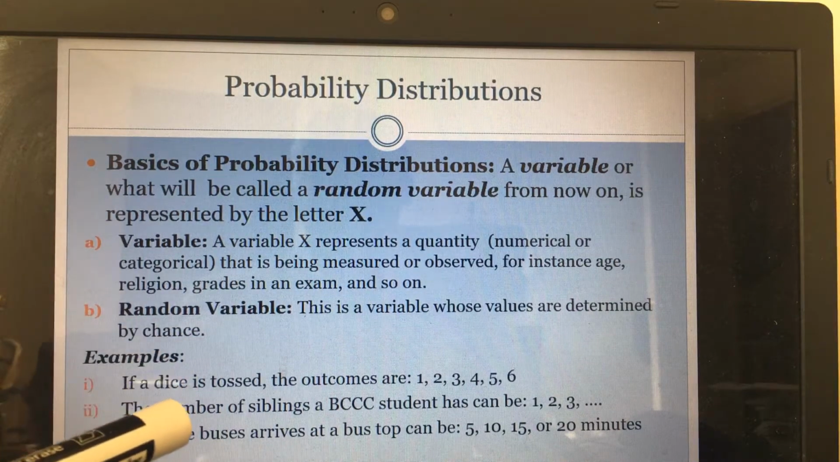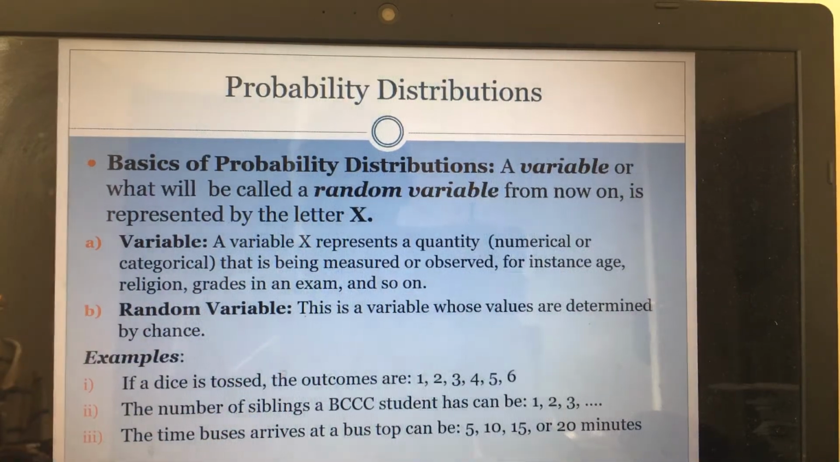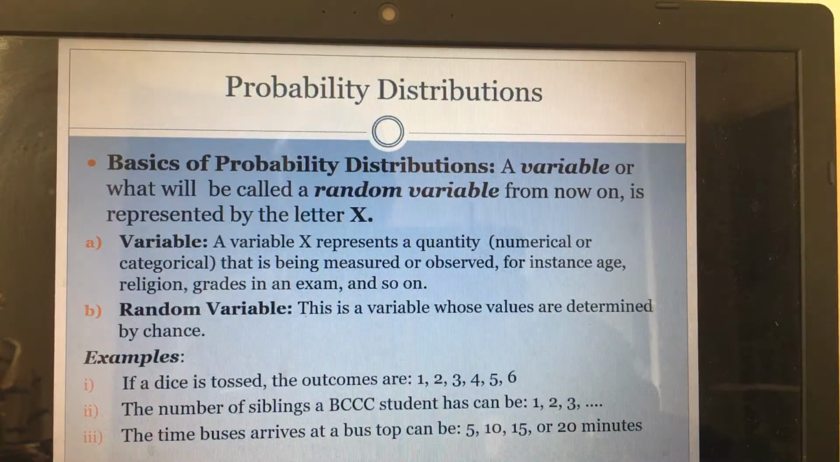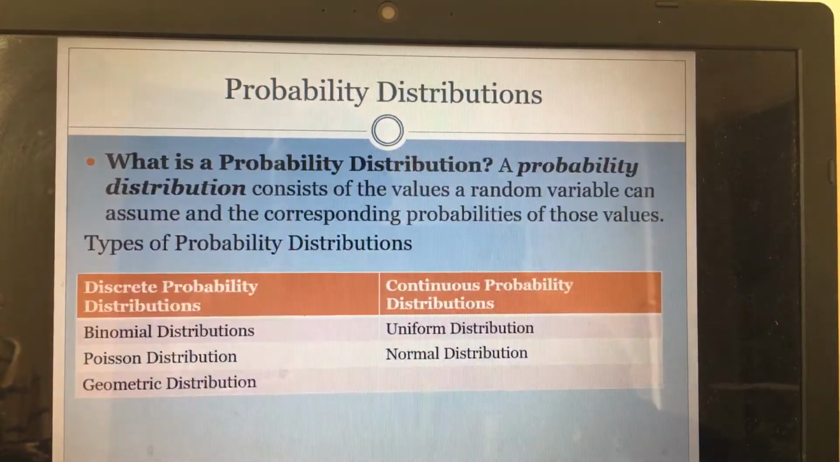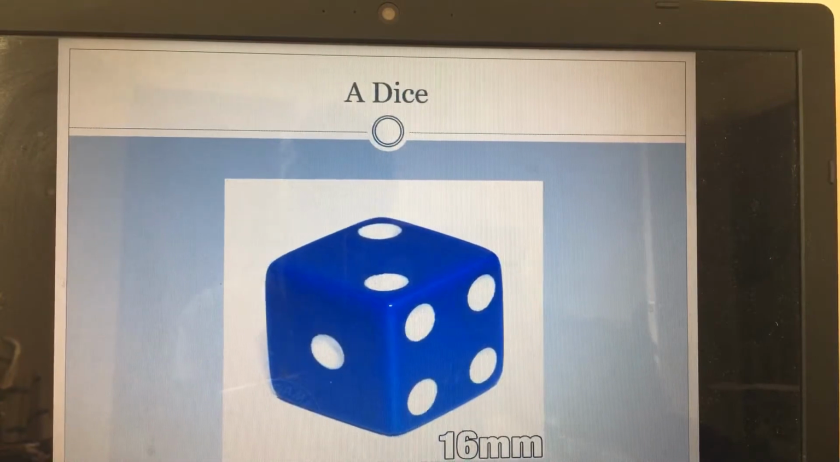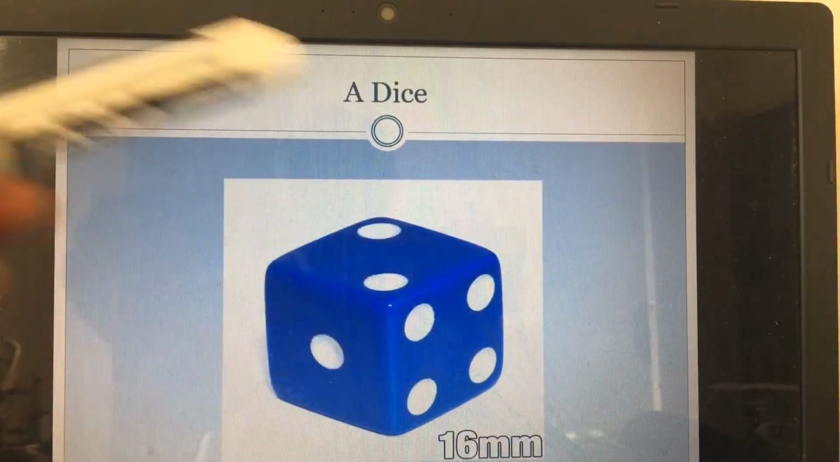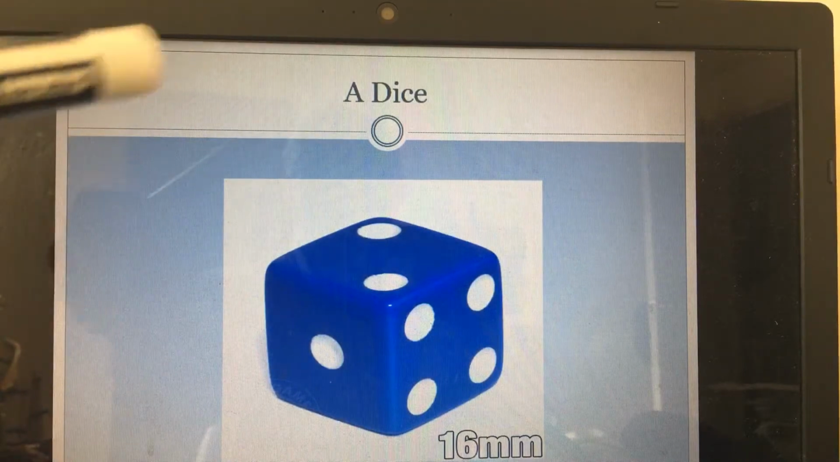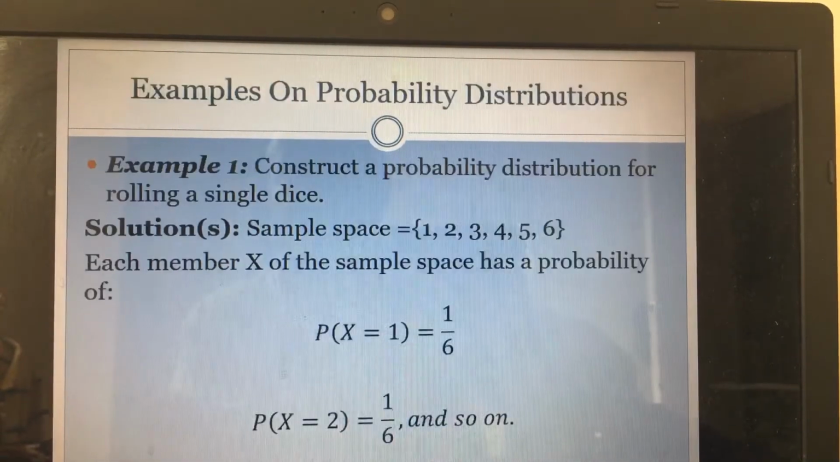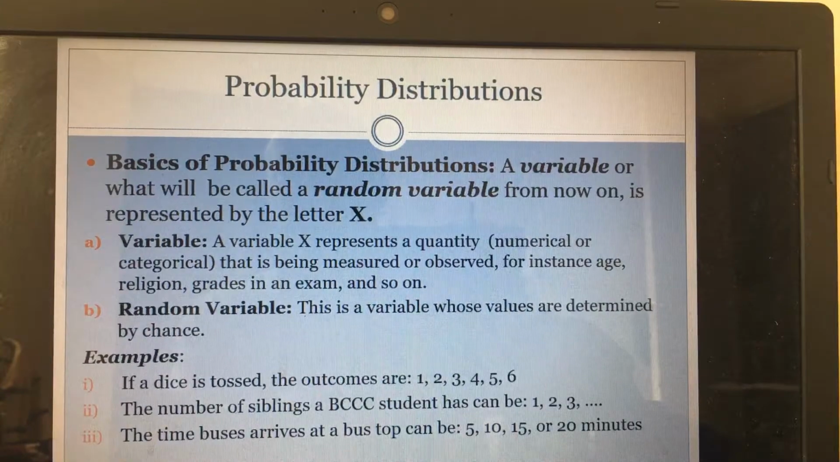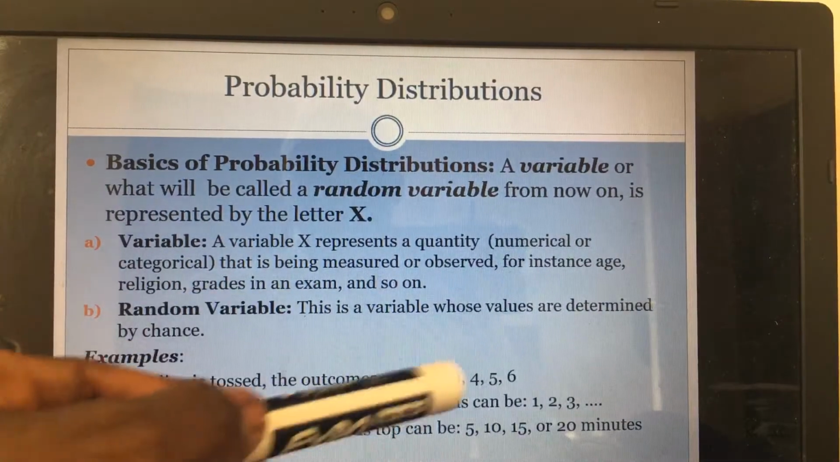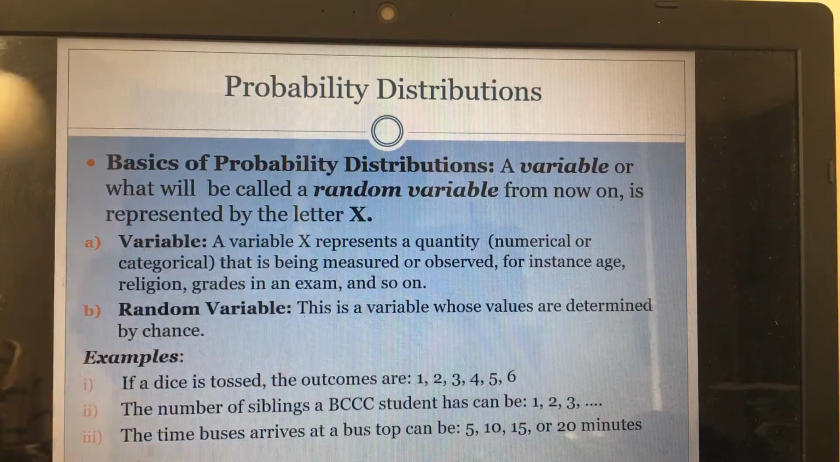Good example is if I toss a dice. I'm sure I have shown you the picture of a dice before, but let me show you one here. I see the dice. So you have 1, 2, 4. On the other side, you have 3, 5, and 6. So if you toss a dice, the outcome can be 1, 2, 3, 4, 5, and those outcomes are random.